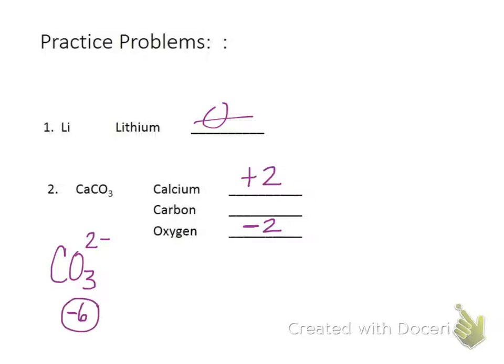-6. So I basically need to see what carbon needs to be so that the overall charge of that polyatomic is a -2. You can do it in your head, or you can say -6 plus X equals -2. What's X equal to? 4. So you can do it that way, or you can just go, it's got to be a +4. So the carbon's oxidation state would be +4 in this compound. It can be different in different compounds. Okay?